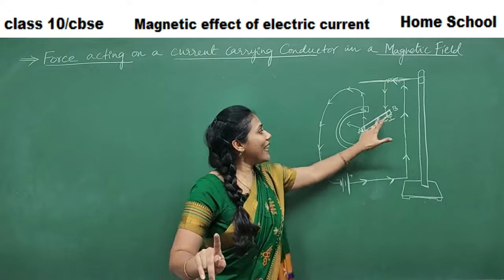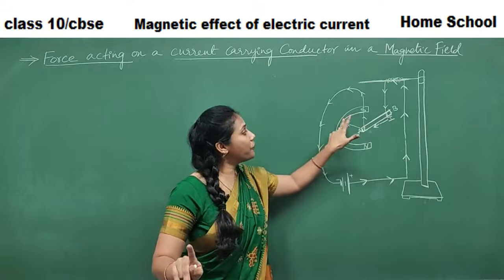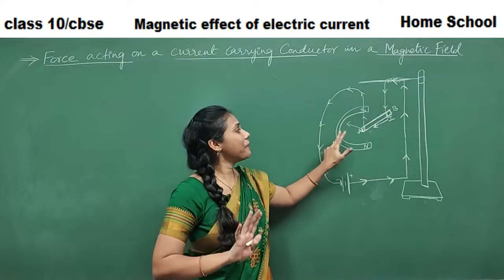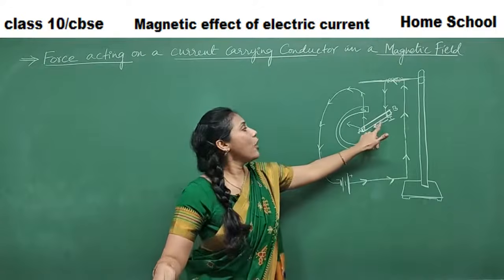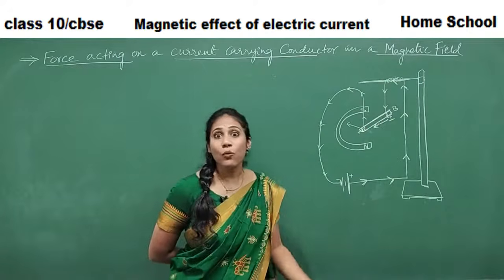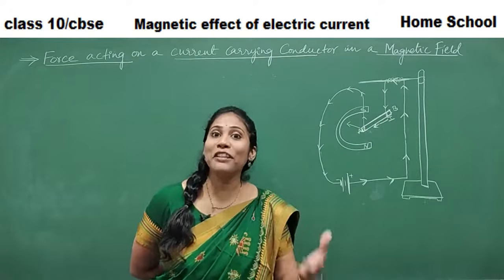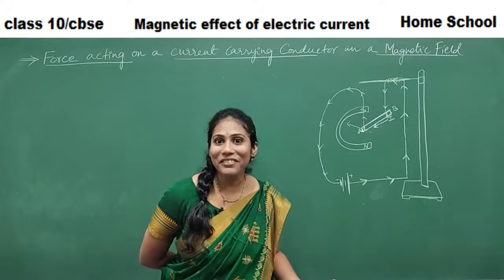There was current carried in this particular rod. Such a rod has moved. It has displaced in the presence of a magnetic field. Why? Because a force acted on the aluminium rod. So what is that force? How is that force generated? That's what we are going to study now.